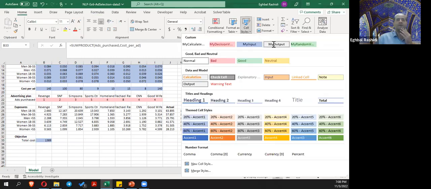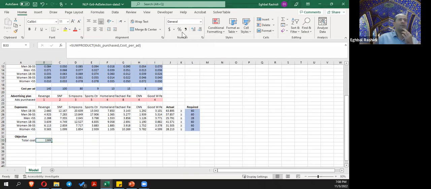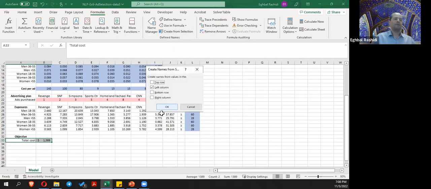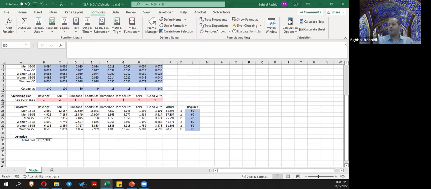I'm going to use my output, and this is in dollar value. So this is my output. I'm going to use the range name for this as well. Let me see if I can do the total cost. No, I don't have it, so I'm going to add it. Okay, there we go. Right, so it looks like that's all I need to have here.